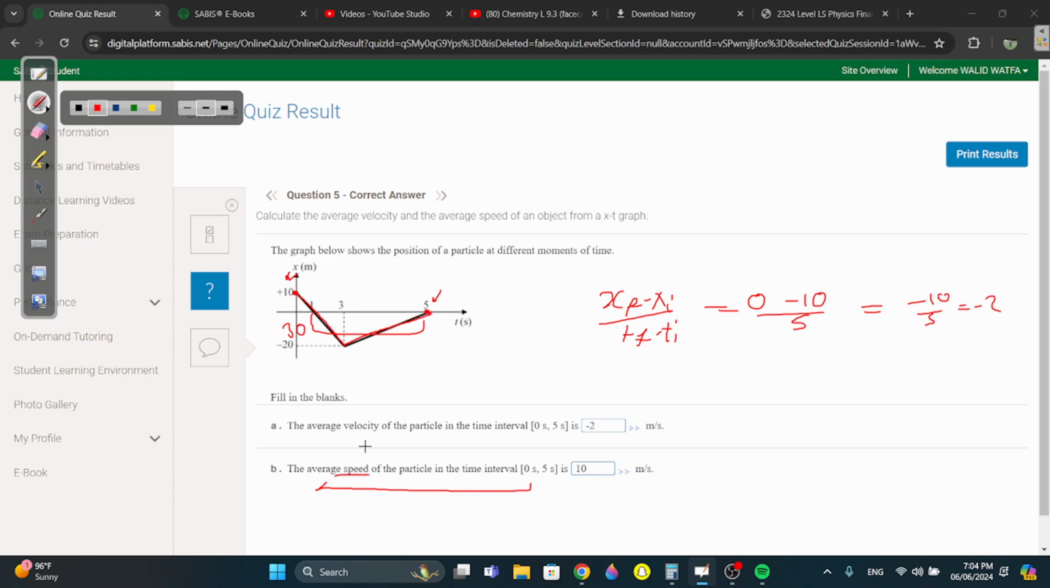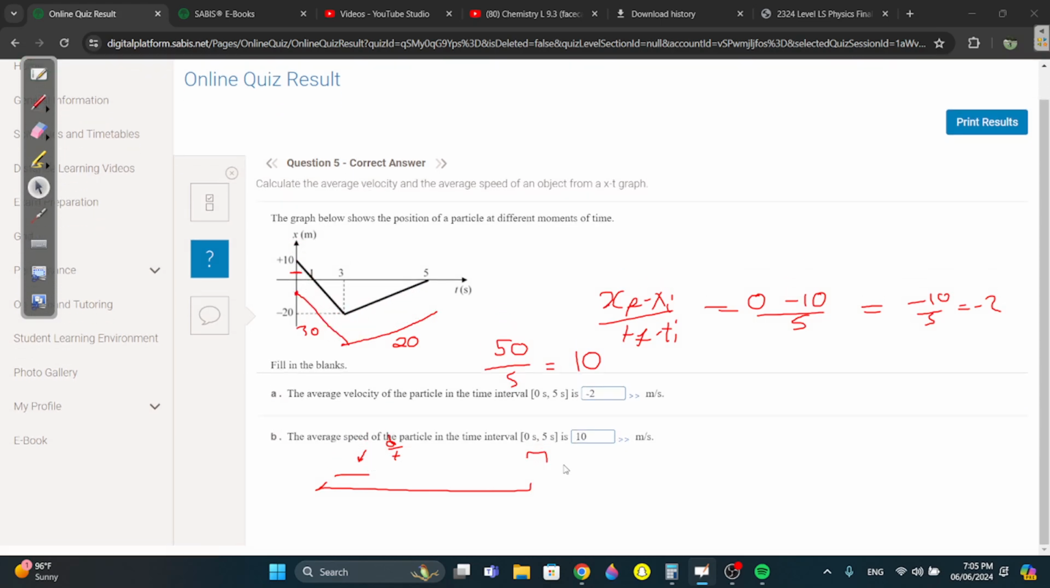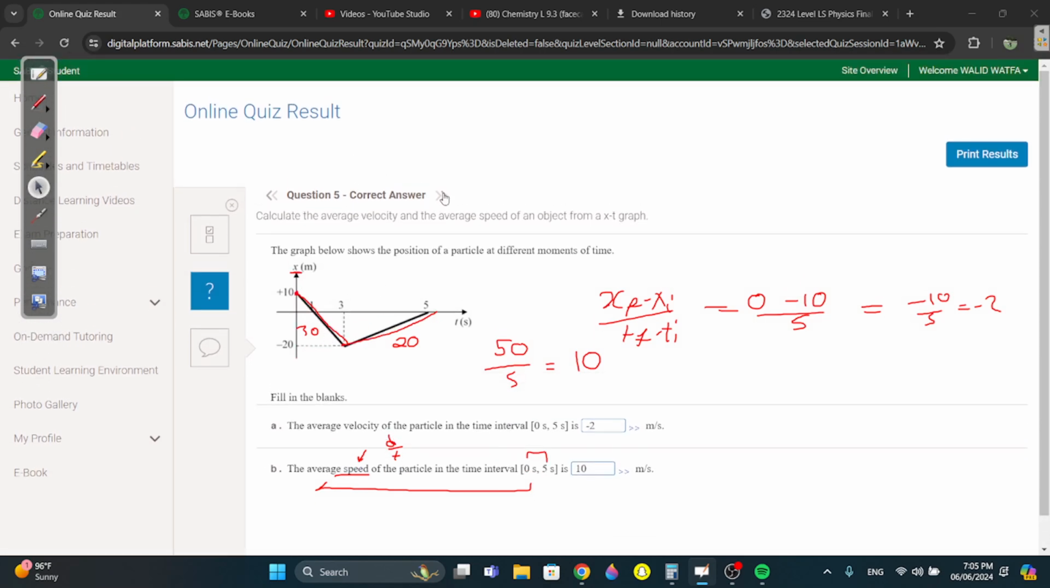So for speed, you have to find the total distance traveled, right? Speed is distance divided by time. So we start, you have to look at the total path. You go from 10 to minus 20, that's 30. Then from minus 20 back to 0, that's 20. So 30 plus 20 is 50 as my distance. Time from 0 seconds to 5 seconds, definitely 5 seconds. So that's 10 meters per second. Then I think they ask instantaneous speed. No, they don't ask that. That's a different question.